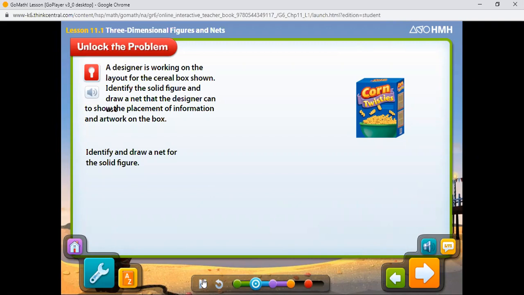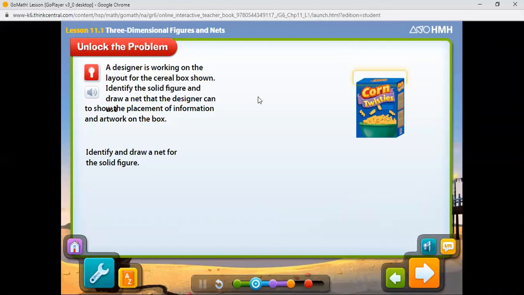Then draw the matching net. Let's unlock this problem. The cereal box is a solid figure with 3 dimensions: length, width, and height. Solid figures can be identified by the shapes of their bases, the number of bases, and the shapes of their lateral faces. Let's identify the bases of the cereal box.